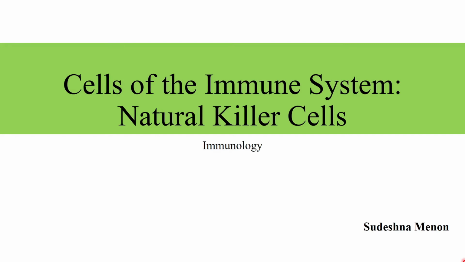Cells of the immune system, natural killer cells. In about 1975, Rolf Kessling was studying tumor cells and found that there was a cell which could kill tumor cells, and he found that it was a highly regulated, genetically regulated cell, and therefore he called it the natural killer cell. So this session is going to give you a small, basic overview of natural killer cells.